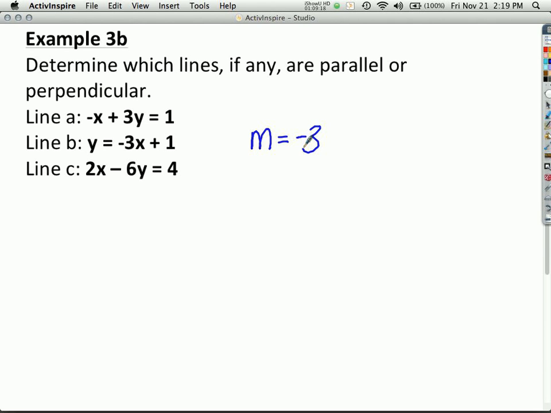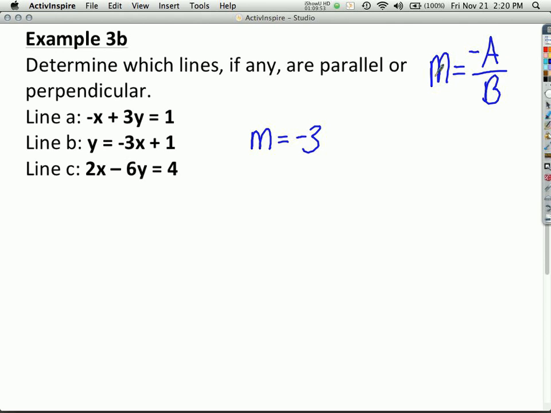This is standard form, and you have to know this, by the way. This is capital A, capital B, capital C. There's a simple way to get slope when it's in standard form. It will be the opposite of capital A over B. The opposite of A over B will be the slope when it's in standard form.